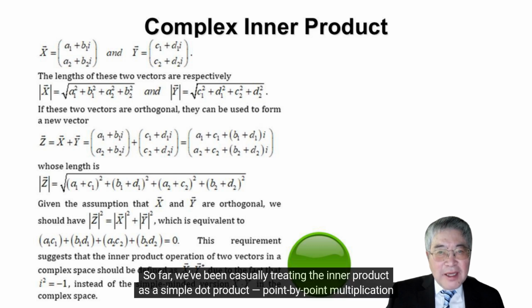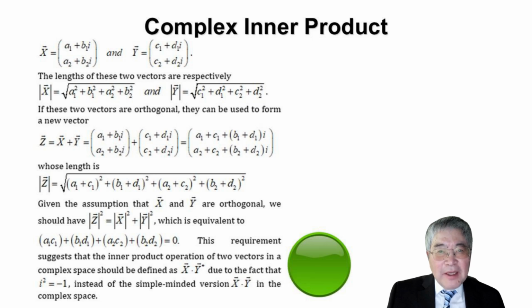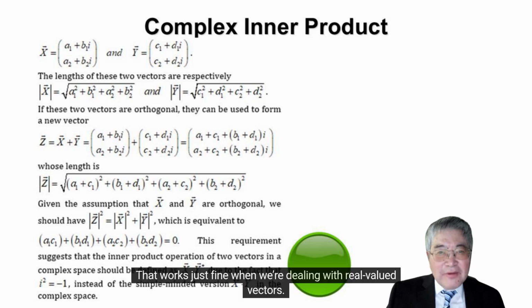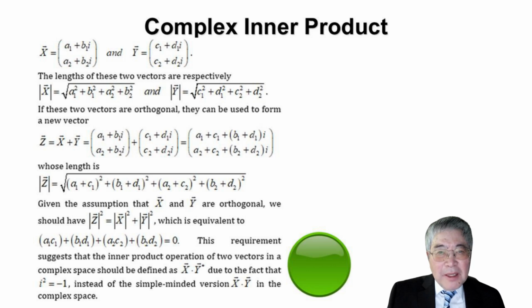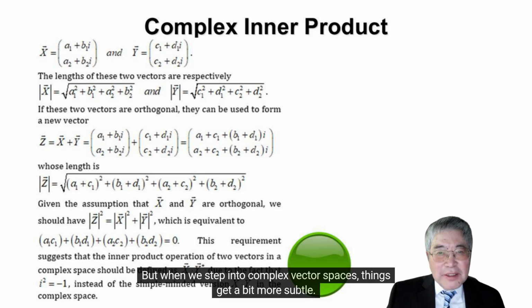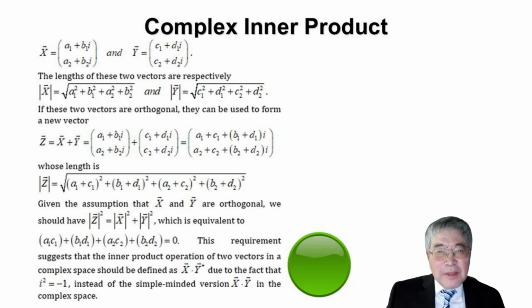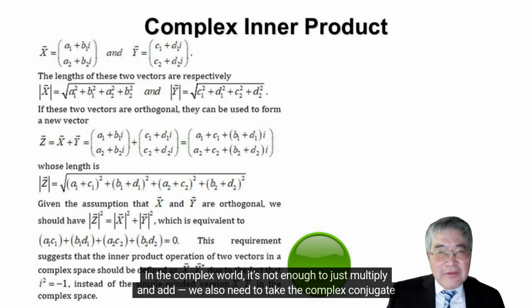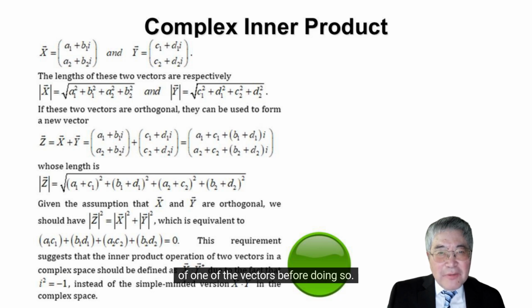So far, we've been casually treating the inner product as a simple dot product, point-by-point multiplication followed by a sum. That works just fine when we're dealing with real-valued vectors. But when we step into complex vector spaces, things get a bit more subtle. In particular, we have to be careful with how we define the inner product. In the complex world, it's not enough to just multiply and add. We also need to take the complex conjugate of one of the vectors before doing so.